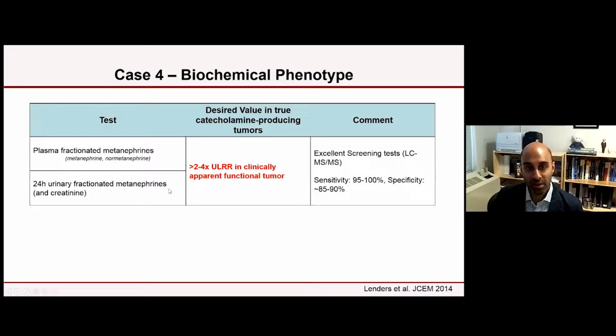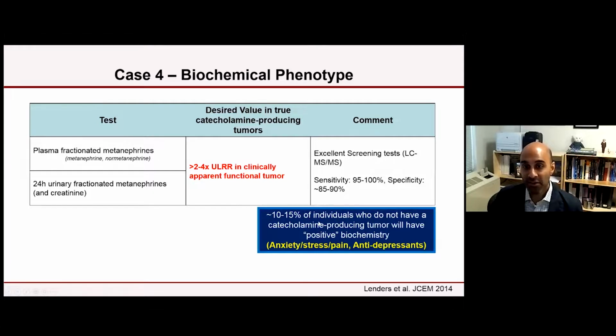There's no reason to do one or the other. They're both extremely good. They're done on LC tandem mass spec panels. The sensitivity of both approaches 100%. The specificity is a little less good, 85 to 90%, which means about 10 to 15% of individuals who do not have a true pheochromocytoma or paraganglioma will have a positive biochemistry. And what I mean by false positive is that it will be slightly above the upper limit of the reference range, but it's not a true pheochromocytoma.